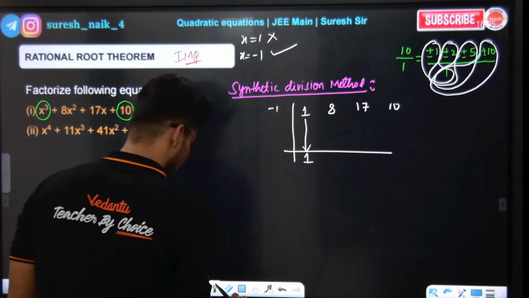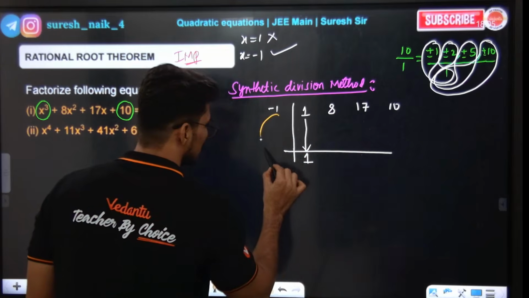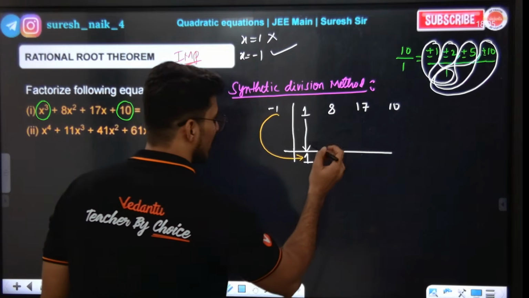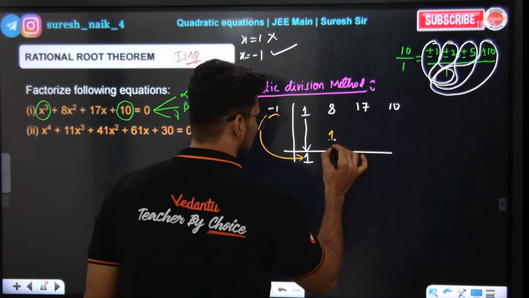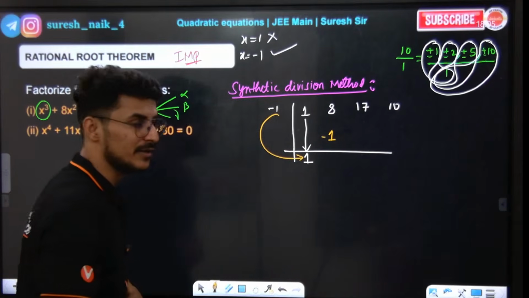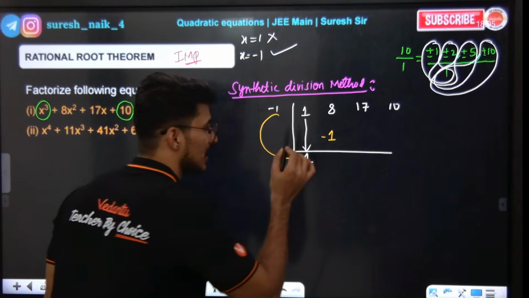Now இப்போ என்ன பண்ணணும்? You always have to multiply this into this. Minus 1 into 1 enna? Minus 1. And the minus 1 you are supposed to write here. Minus 1 into 1 enna? Minus 1. And the minus 1 இங்க எழுதணும்.